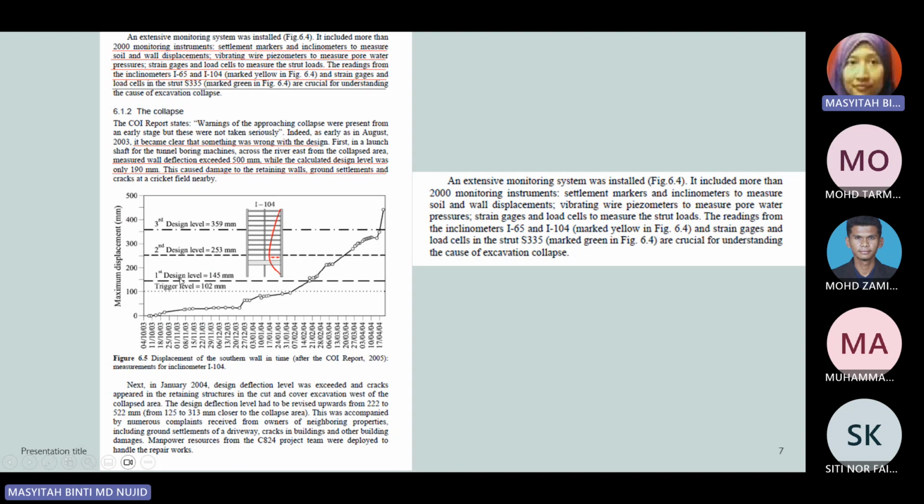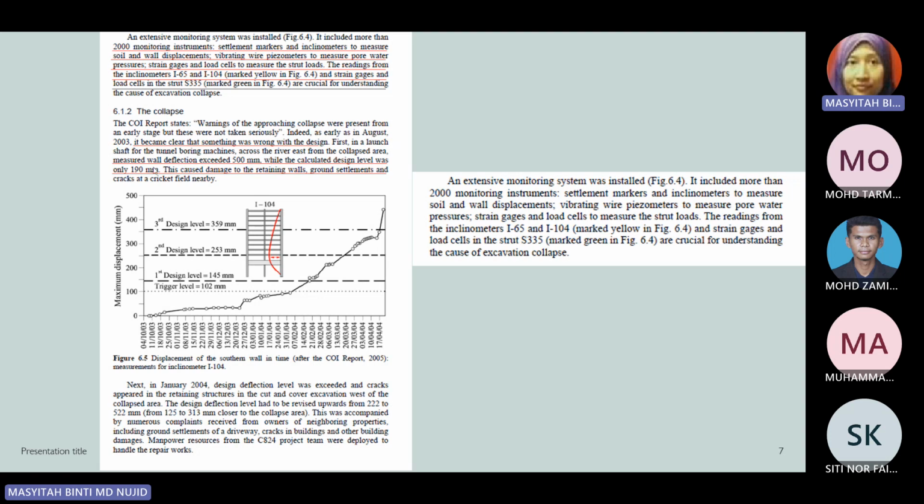So this Figure 6.5 shows you the displacement of the southern wall over time. You can see that the maximum displacement occurred on 17 April 2004. Initially the displacement was 0, and then it kept increasing as they constructed the third design level, reaching around 359 millimeter. So the collapse. According to the COI report, the warnings of the approaching collapse were present from an early stage, but these were not taken seriously.